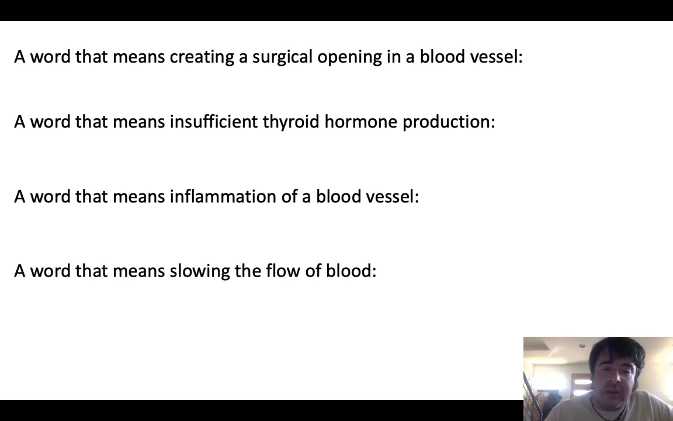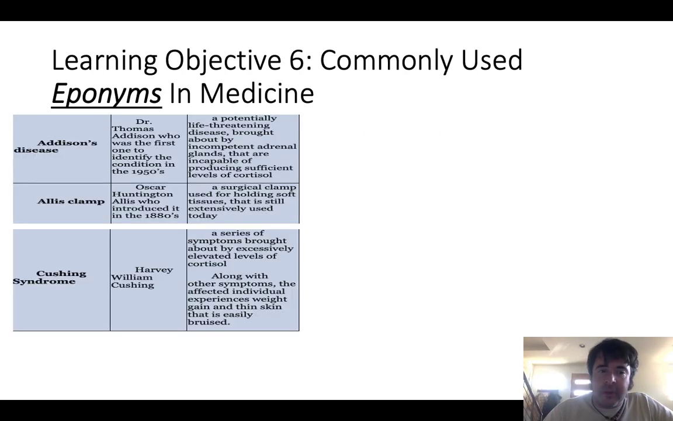A word that means slowing the flow of blood. And we talked about this in the previous lecture. You look at the word root that means blood, it's heme. And then you look at the suffix that means slowing or staunching the flow of, that's stasis. So hemostasis, there's a combining form O in there because stasis begins with something other than a vowel, is slowing the flow of blood, right?